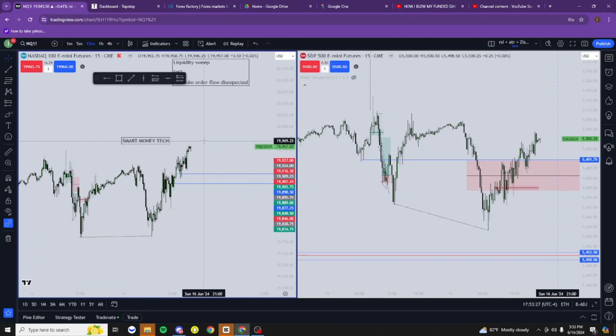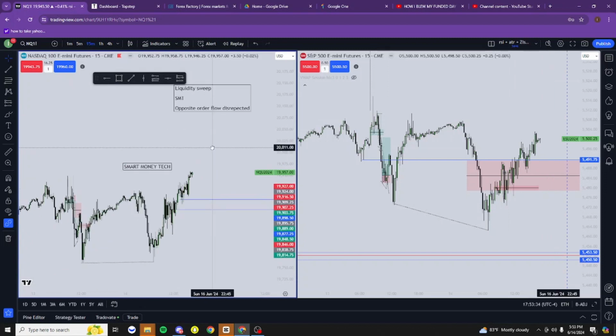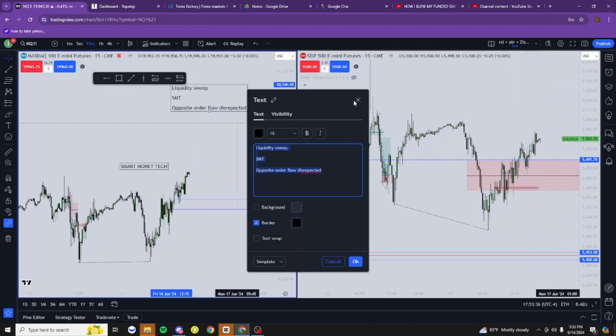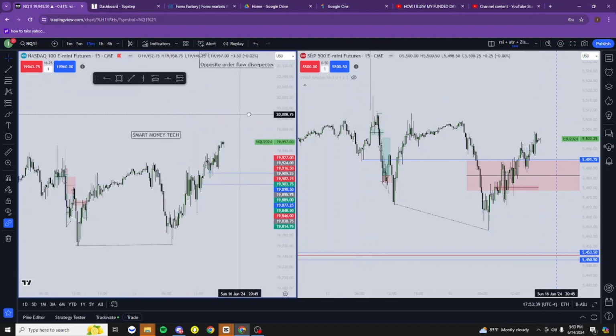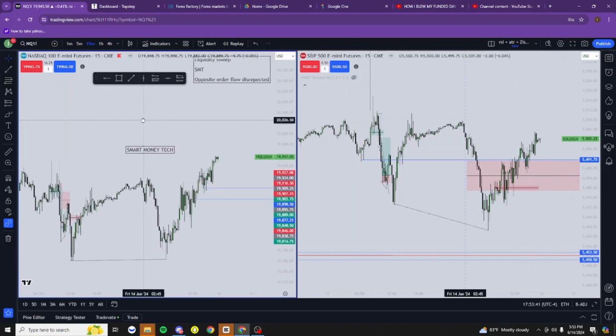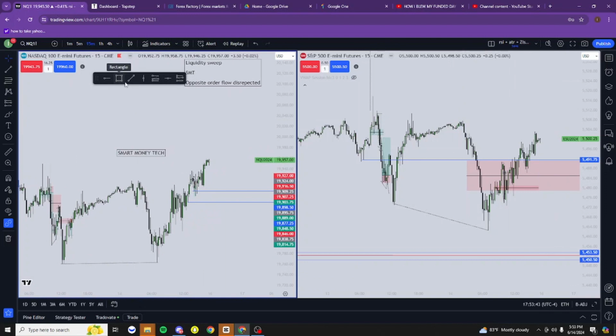A lot of times in trading, people will use big words to explain very simple things. It is really not that hard to understand. People see this, opposite order flow disrespected, and wonder what that means. It means if you want to go short, you need to see bullish PD arrays, meaning bullish order blocks or fair value gaps. If you don't know what that is, look it up. You need to see those being disrespected for shorts to be valid.